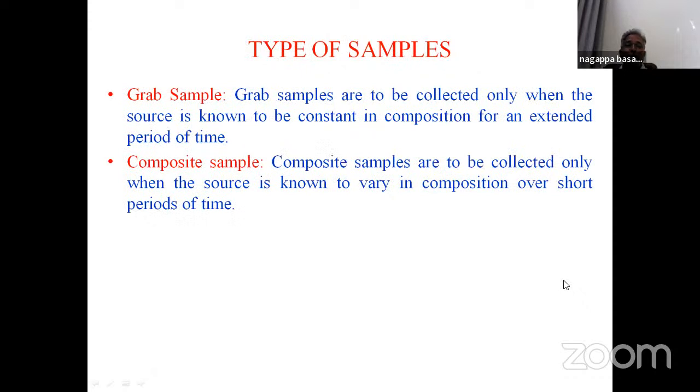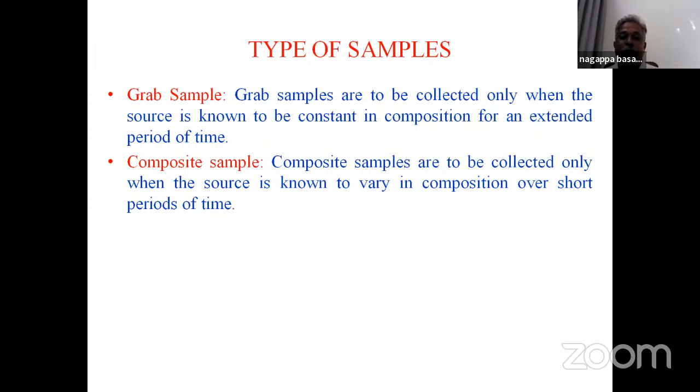There are two types of sampling. Where we have to collect the sample, how we have to collect the sample, what technique we have to use: grab sample we are collecting. There are two types of sampling methods we are following throughout India. One is grab sample. Grab samples are to be collected only when the source is known. If it is a borewell, if it is a river, we know.